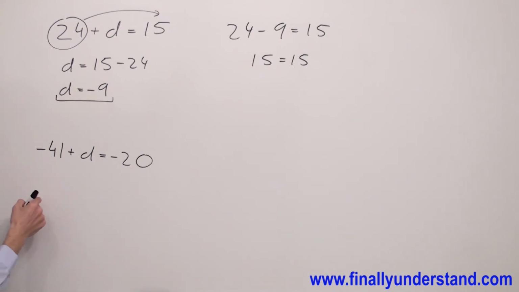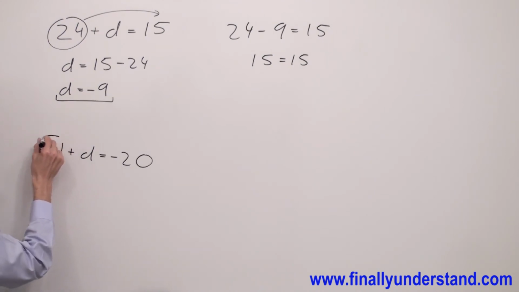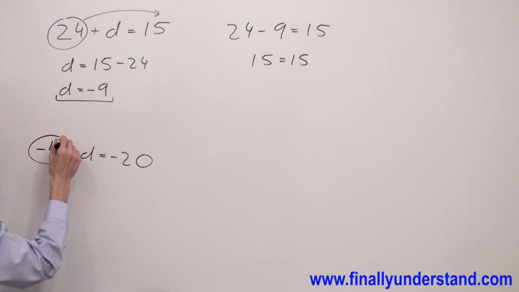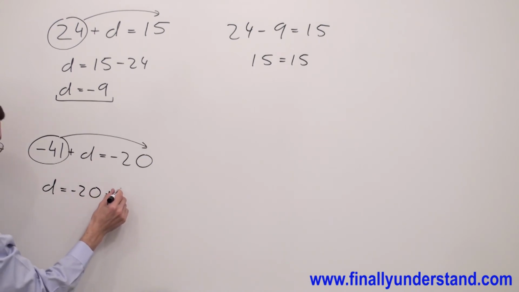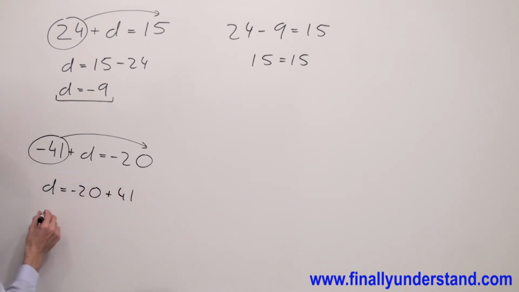Let's take a look at this example. I have to find the value of d. What I have to do first, I'm going to move negative 41 to the right side of the equal sign, and I'm going to have d equals minus 20, and because I moved negative 41 to the other side, to the right side, I have to change the sign, plus 41.